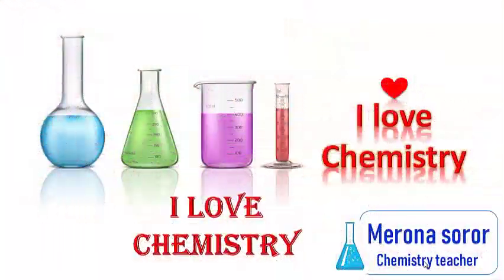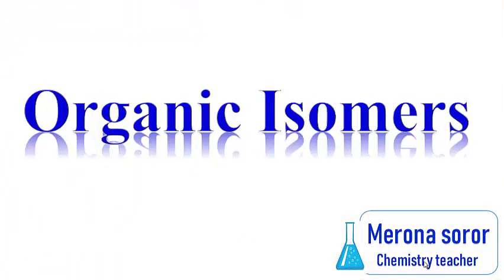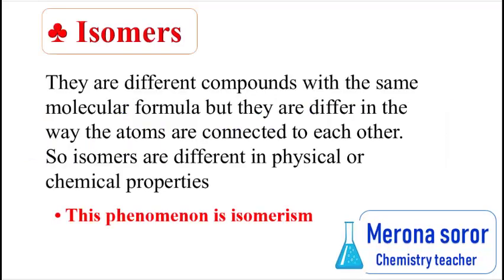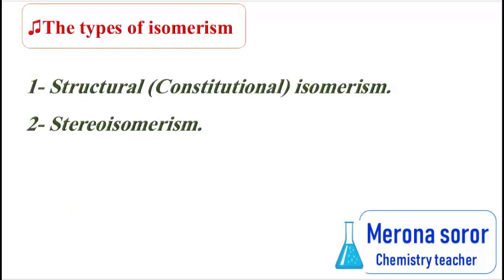Miro Nasroor, chemistry teacher. Our topic today, organic isomers. Isomers are different compounds with the same molecular formula, but they are different in the way the atoms are connected to each other. So, isomers are different in physical or chemical properties. This phenomenon is isomerism. The types of isomerism: Number 1, structural isomerism. Number 2, stereoisomerism.